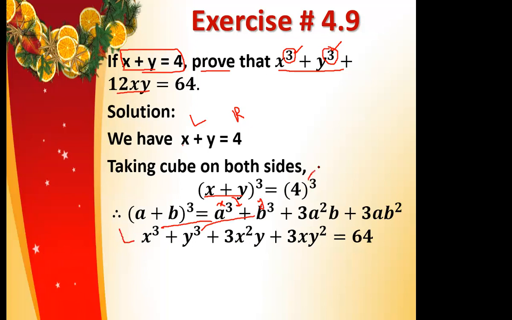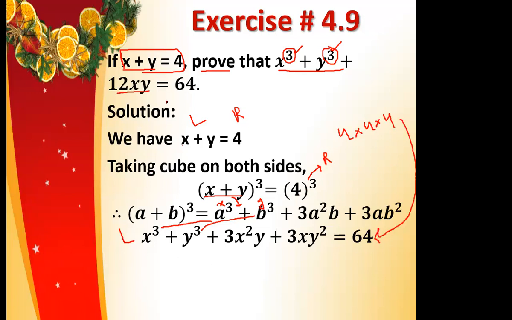If we talk about the right side, here you have to take the cube of 4. Now what will be the cube of 4? 4 multiplied by 4 is 16. 16 multiplied by 4 will be equal to 64.